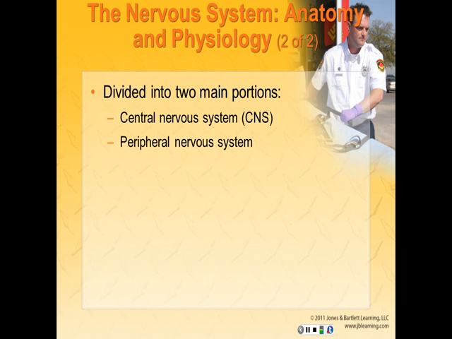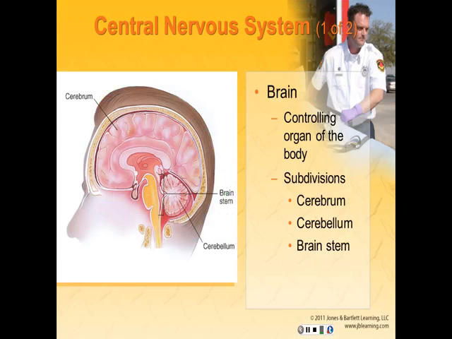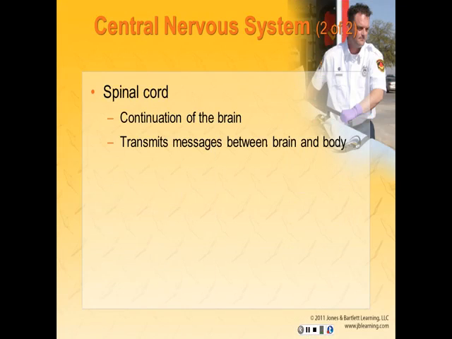The spinal cord is an extension of the brain. It transmits information between the brain and the body, and CSF fluid cushions the brain and the spinal cord. Here you see a nice chart that talks about all the parts of the body and all of the controlling parts and how it works.